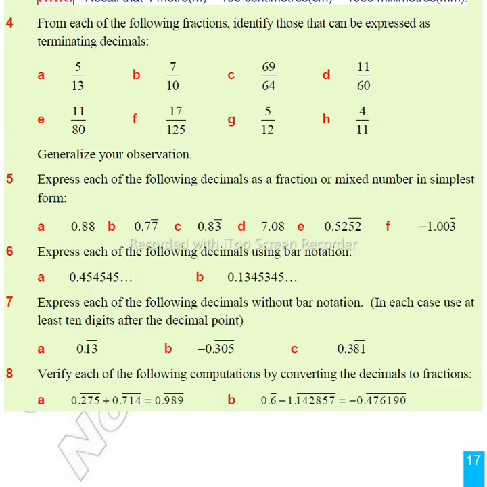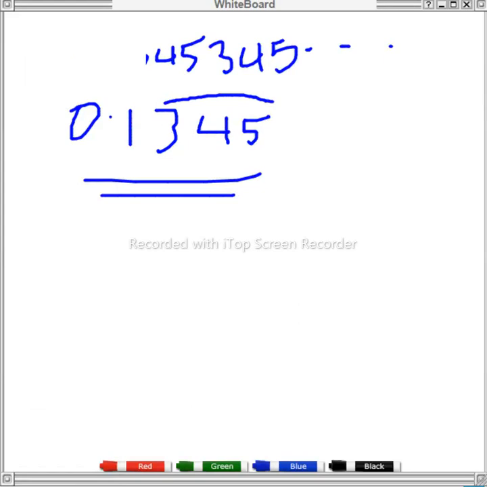Question number 7 says this is the reverse of question number 6. Question number 6 converts to bar notation, but now we go from bar notation to expanded digit notation. Let us start. As we see, question number A, 0.13 repeated, so we can rewrite this like this.